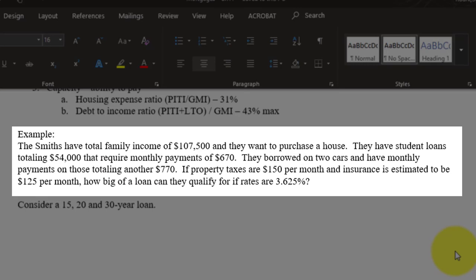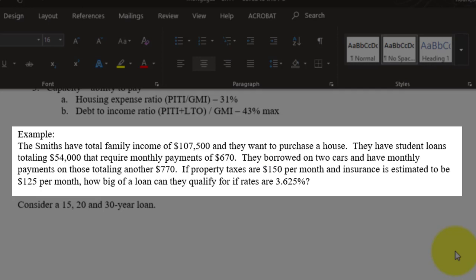The Smiths have a total family income of $107,500. They want to buy a house. They've got student loans requiring monthly payments of $670, and car payments totaling $770. If property taxes are $150 per month and insurance is going to be $125 a month, how big of a loan can they qualify for if rates are 3.625%?